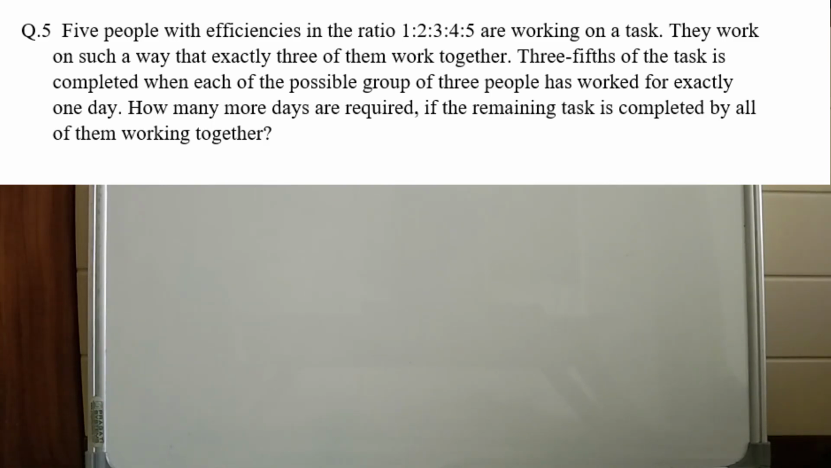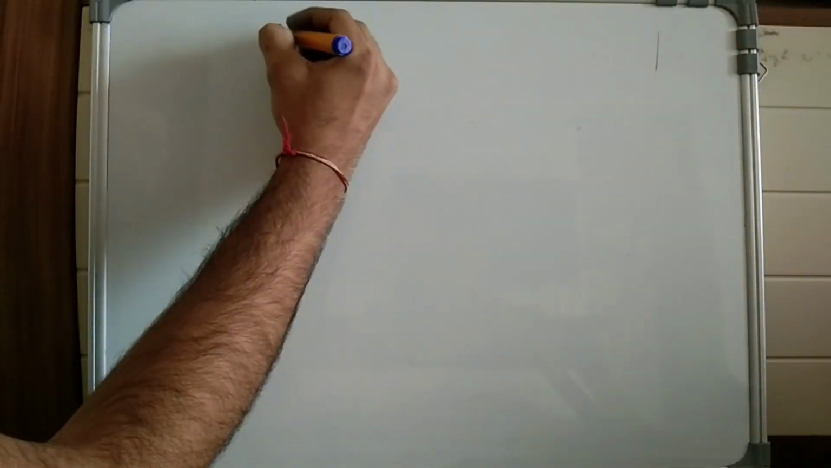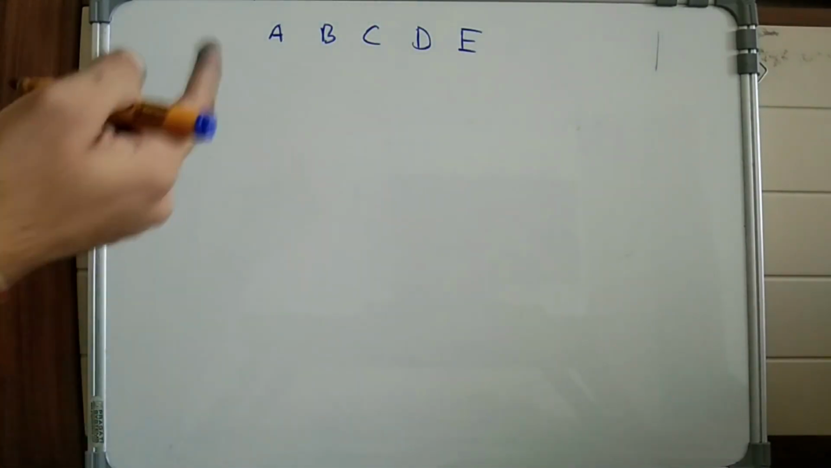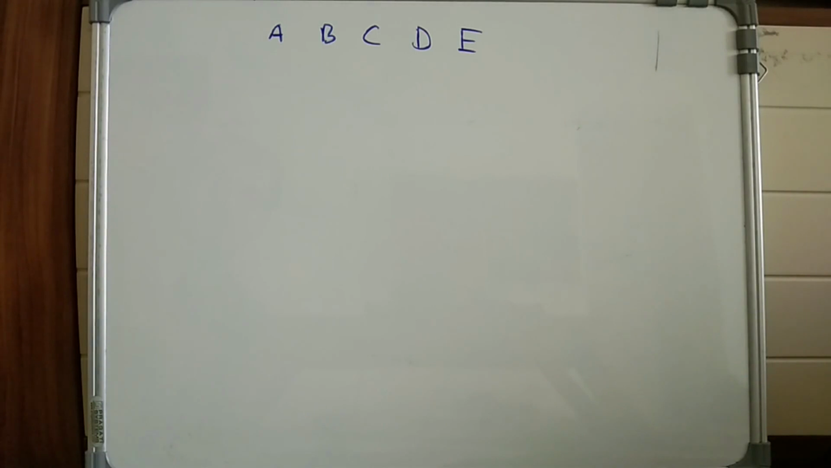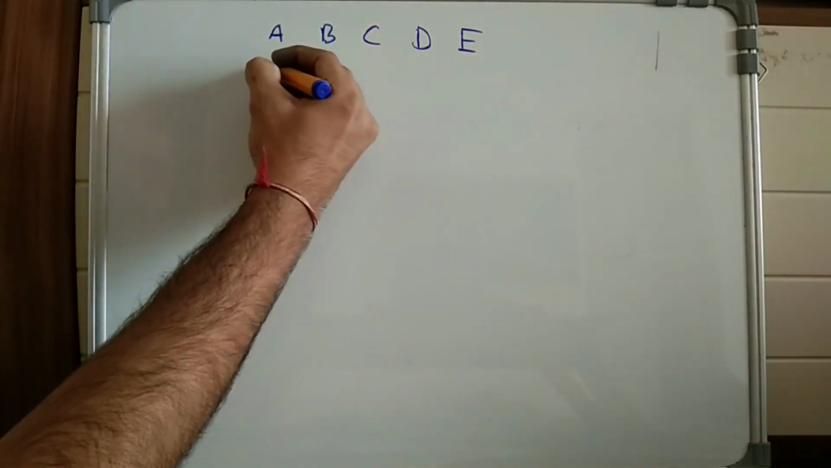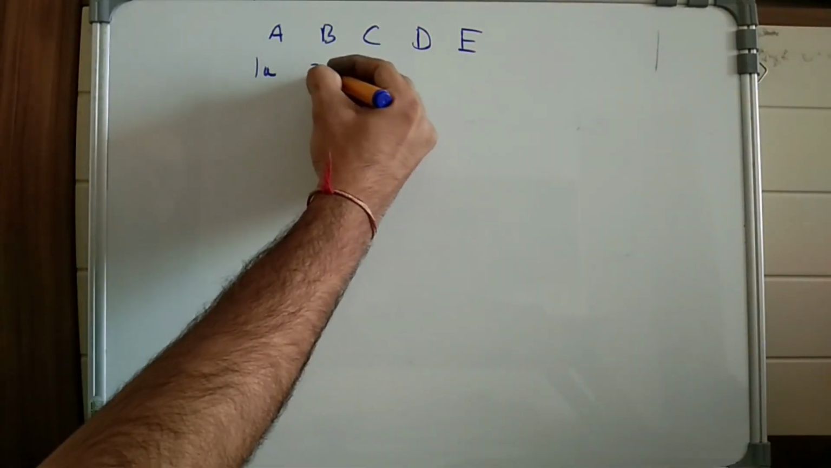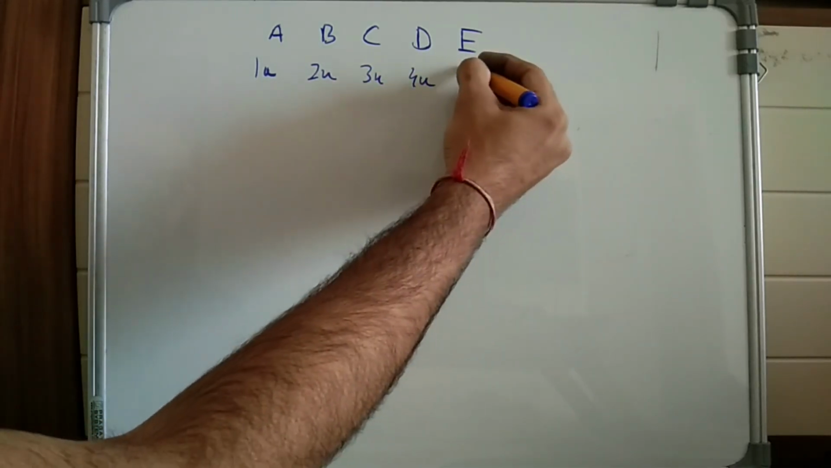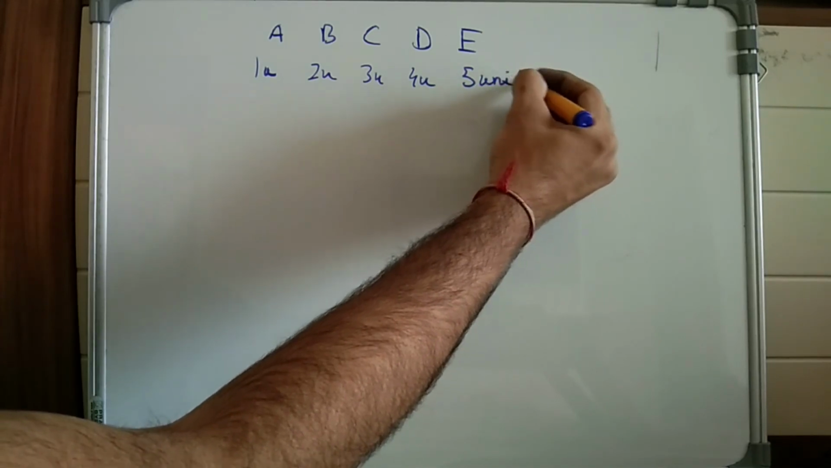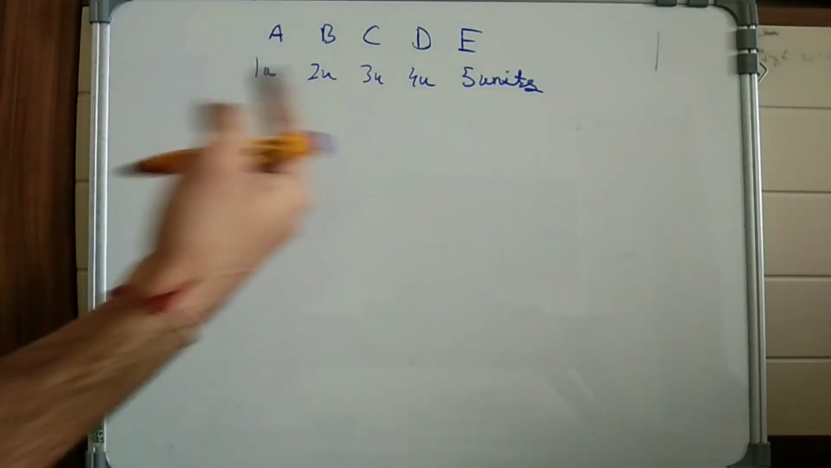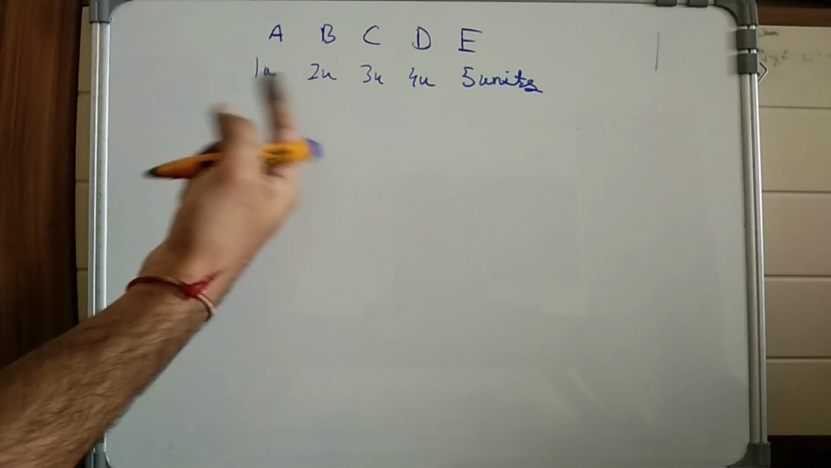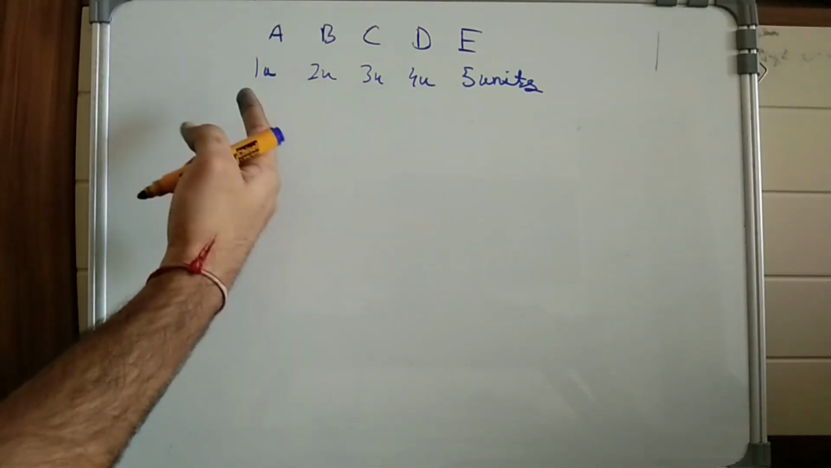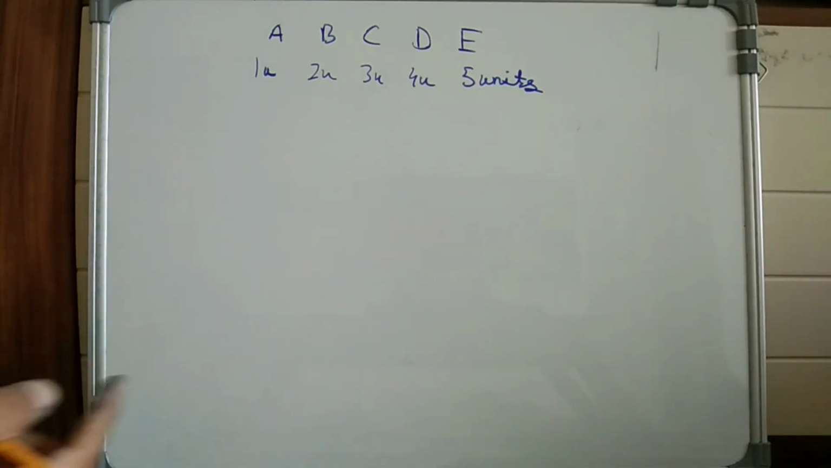Okay, so let's say the 5 people are A, B, C, D, E, and the ratio of their efficiencies is given. So can I say A is doing 1 unit of work, similarly B is doing 2 units, C is doing 3 units, and similarly D and E? Okay, the ratio of efficiency is given, so the ratio of their work is also the same. So A, B, C, D, E will be doing 1, 2, 3, 4 and 5 units of work.